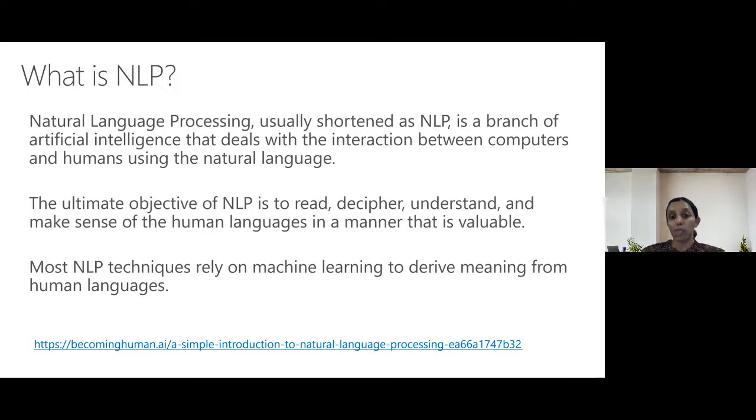So the ultimate objective of NLP is essentially to read, decipher, understand, and make sense of human language in a manner that's valuable for the human and enables the computer to do something that helps us. Most NLP techniques rely on some sort of machine learning to derive meaning from what we are trying to say using our human language. Like I said throughout, I've put in links, and I think it'll be interesting if anyone wants to know more about this.